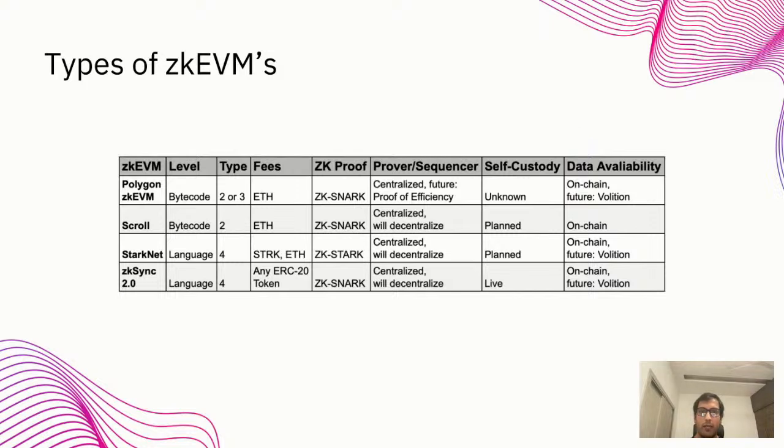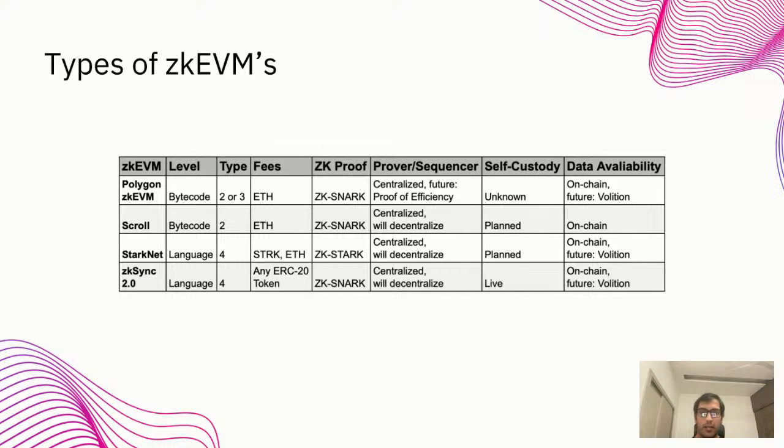So not all zkEVMs are built the same. There's a categorization in place. However, even this is not a standardization. Different people have their own takes on these classifications. Similarities do exist between them, but there's no one true method to classify all of them. So this table is based on a classification by analysts at Messari. As we can see, they're split between two levels: bytecode and language. And right next to it, we have the types.